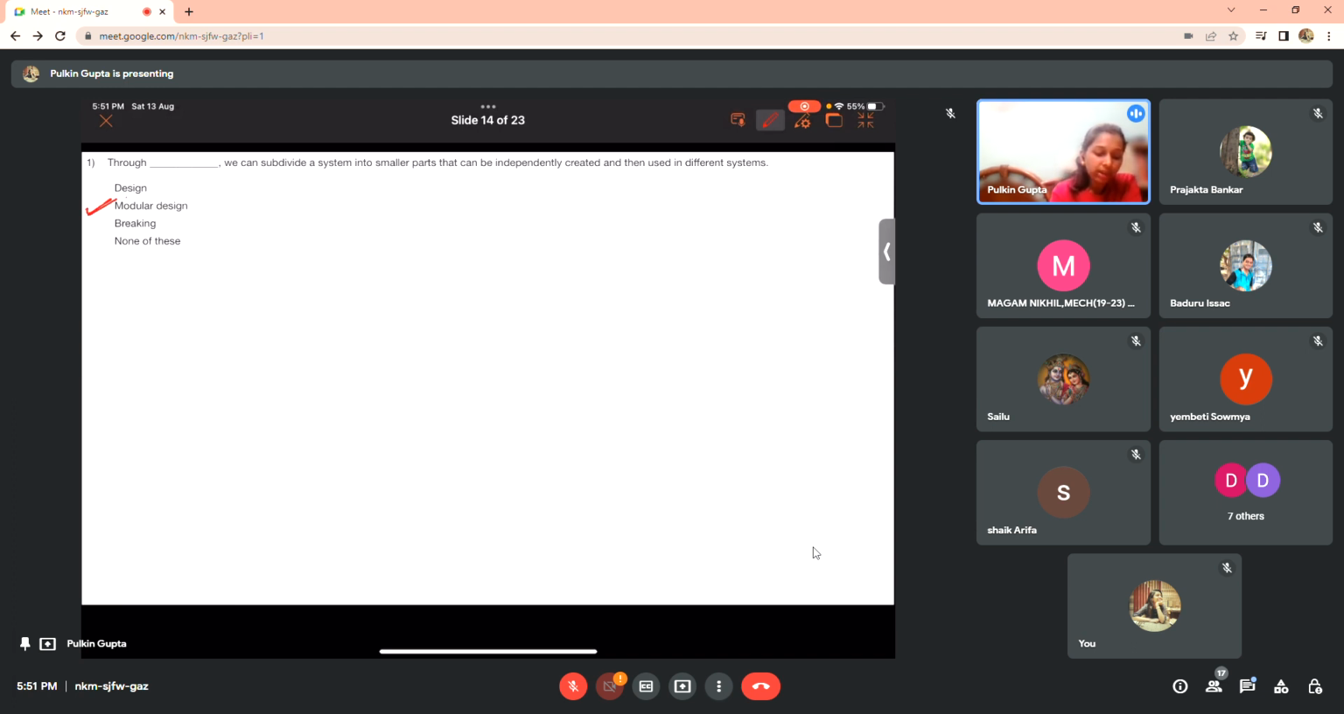Modular design enables us to subdivide a component into multiple sub-assemblies that have their own individual functions. These sub-assemblies all have their individual functions that they perform, and they can be used in different systems as well. It is not like if this sub-assembly is for a particular system, it cannot be used in any other system. They can always be used in other systems as well, depending on their compatibility. So they should be compatible.